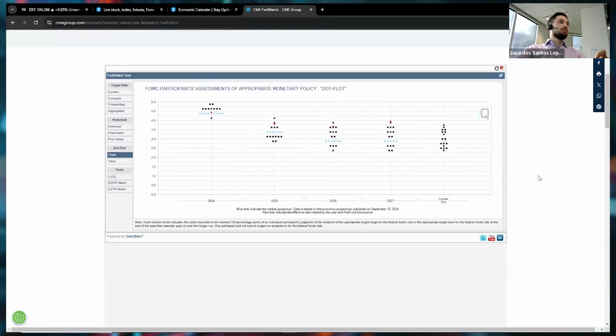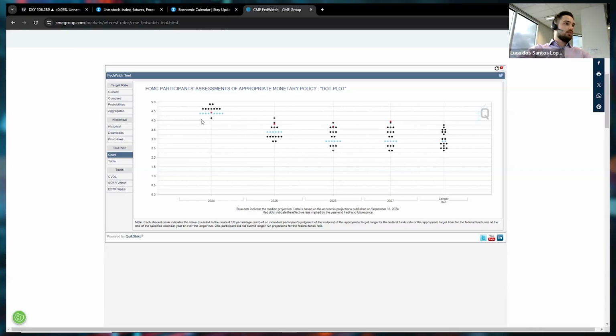We can see that now the projection of the rate cut has been, I would say, a little bit of a step back from what it was a few months ago. For now, we have for this year in 2024 to finish the year around 4.5. Okay, central of 4.5.